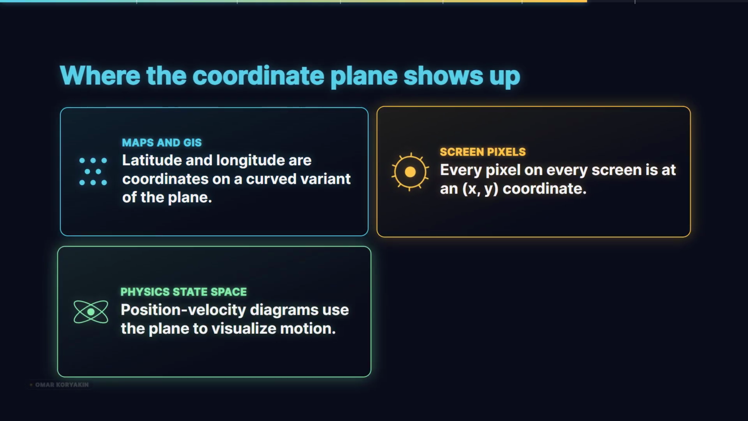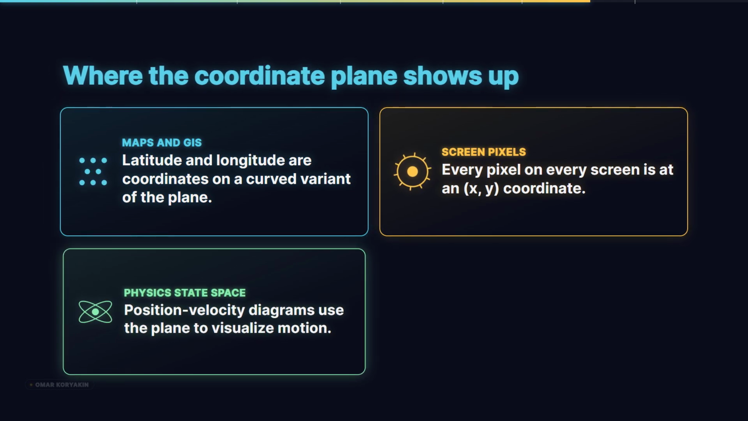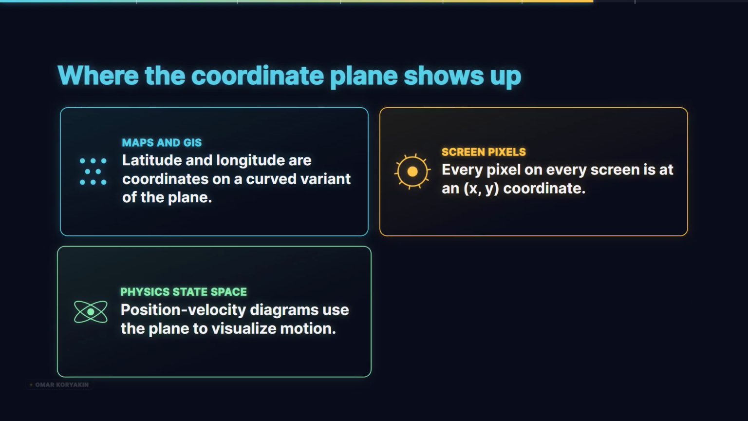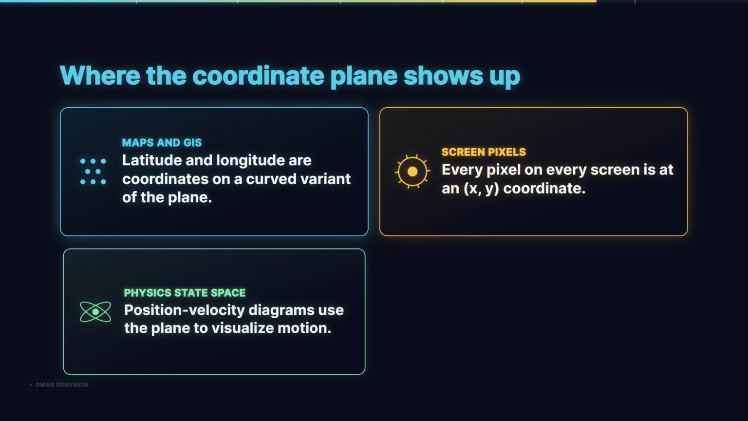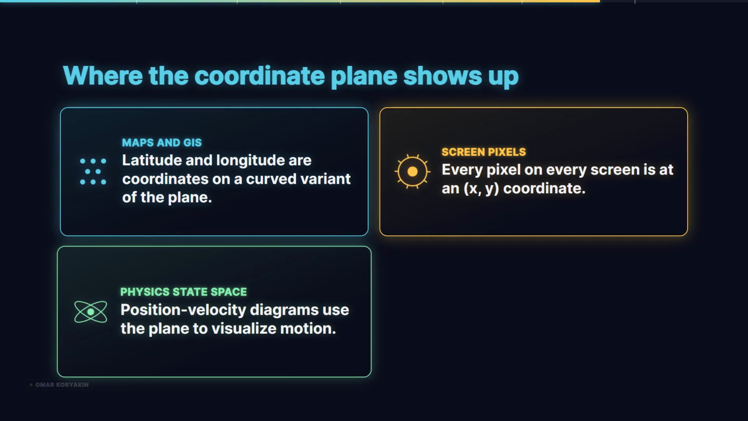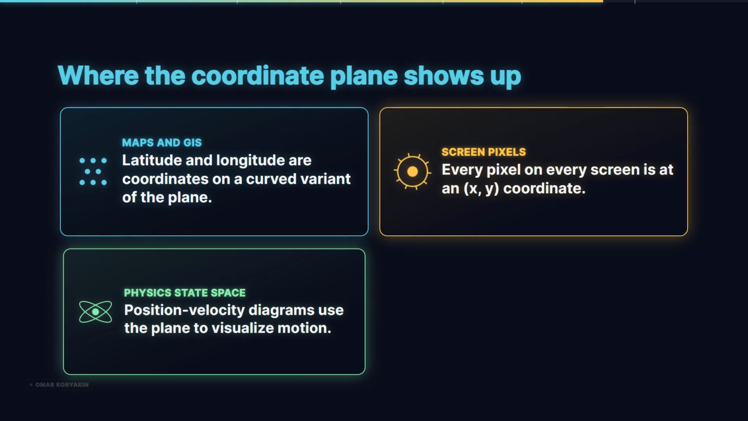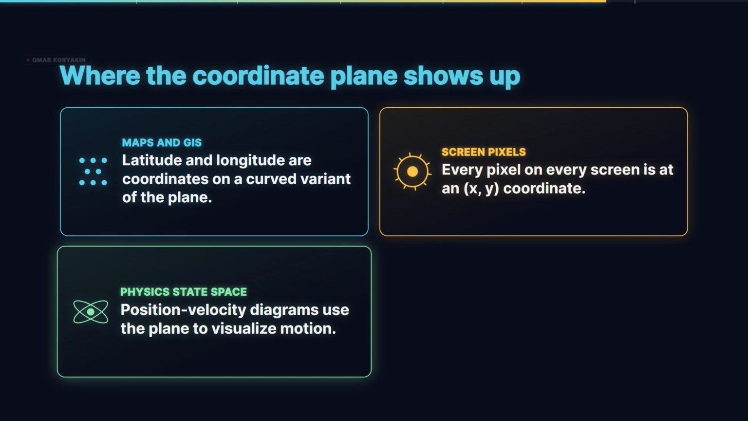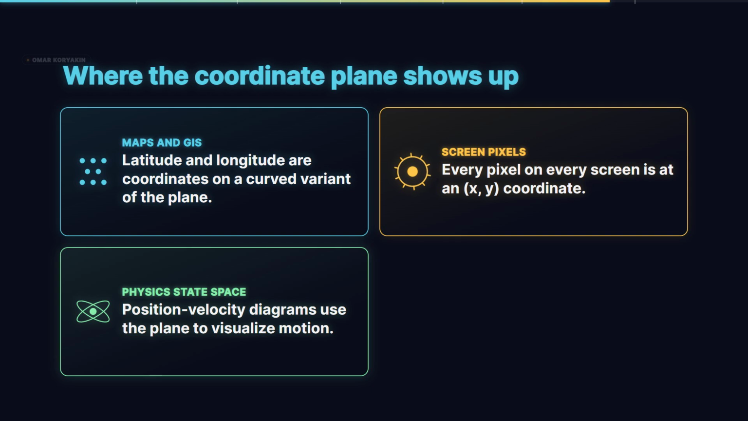In physics, the position and velocity of a moving object can be visualized as a point on a coordinate plane called the state space, where one axis represents position and the other velocity. The trajectory of the object over time traces out a curve on this state space, and the geometry of the curve reveals important properties about the motion that are hard to see from the equations alone. State space diagrams are foundational tools across mechanics, electrical engineering, control theory, and chemistry.